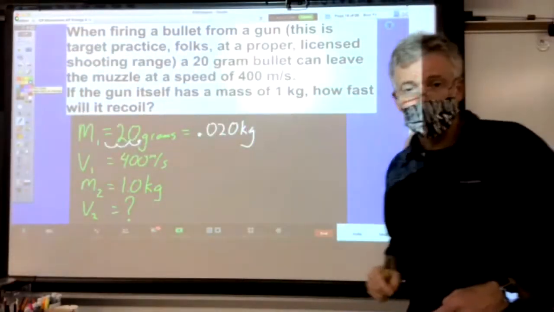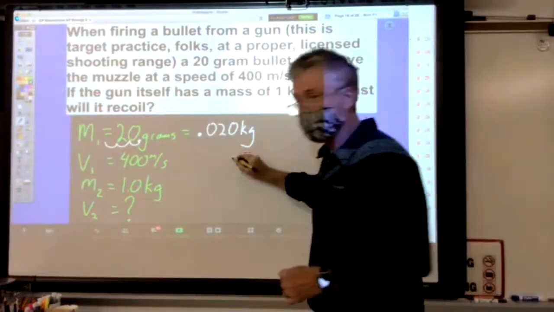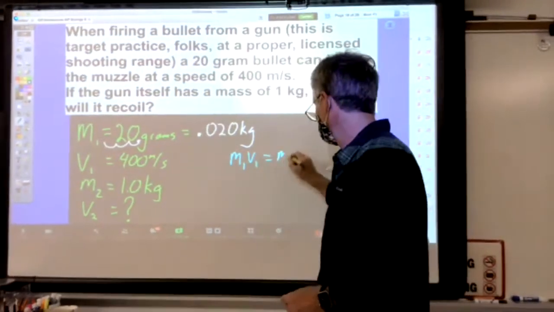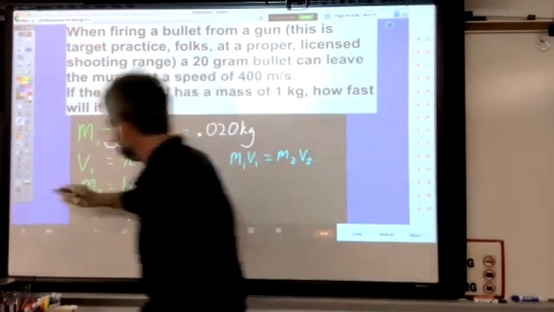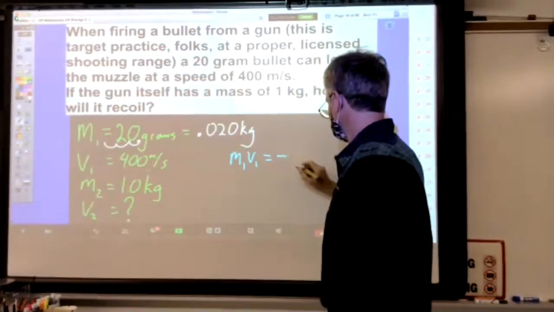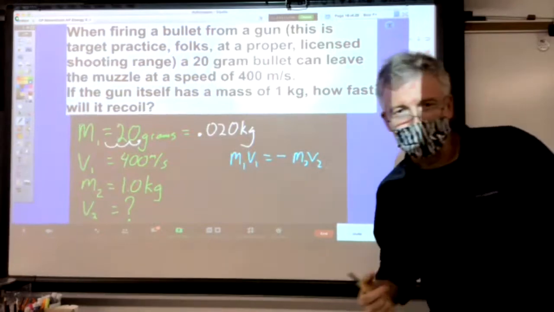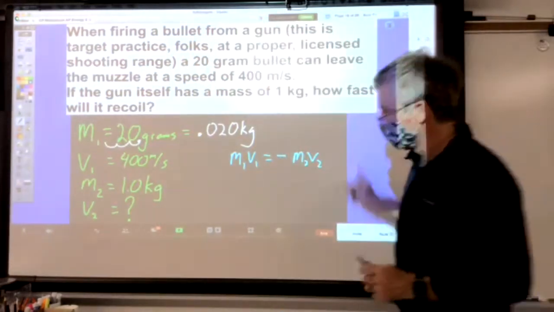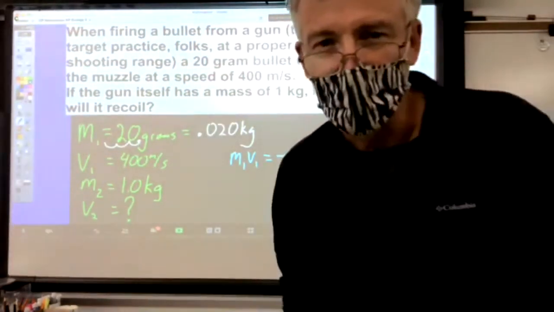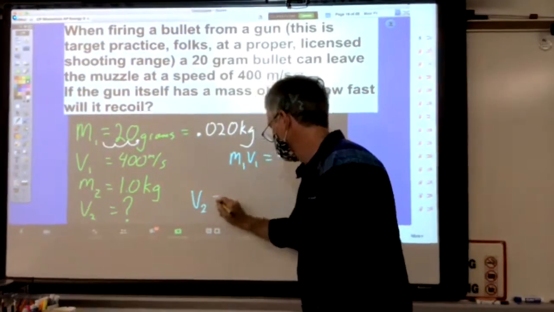This is just a 2-object simple explosion. We're trying to find the recoil speed of the gun. So we use the 2-object explosion formula, which is M1V1 equals, excuse me, negative M2V2. Next step is to rewrite this, solving for the wanted variable. We want V2. So tap in, chat in. What is the mathematical step you need to take to change this to solve for V2?